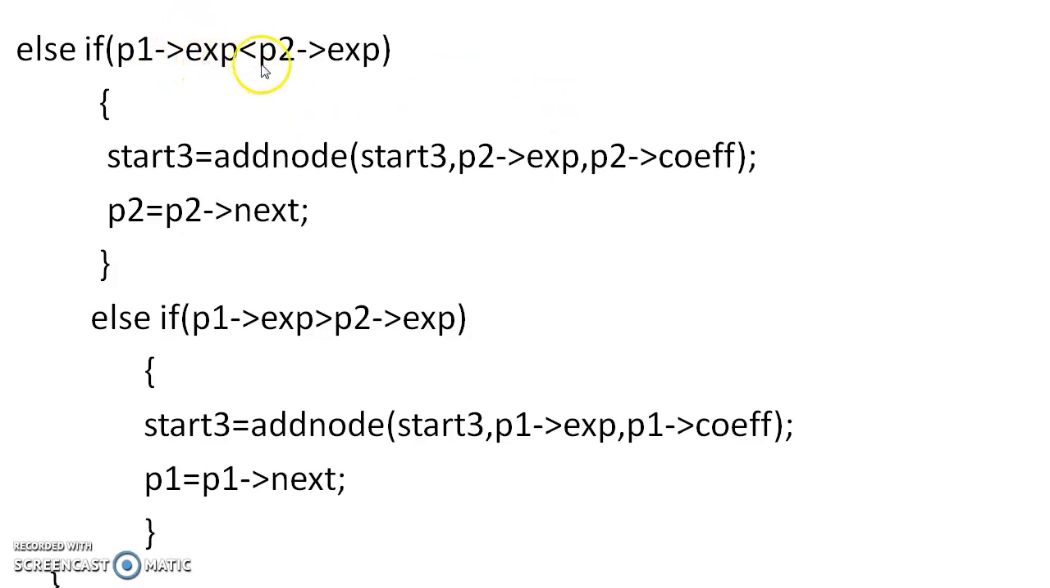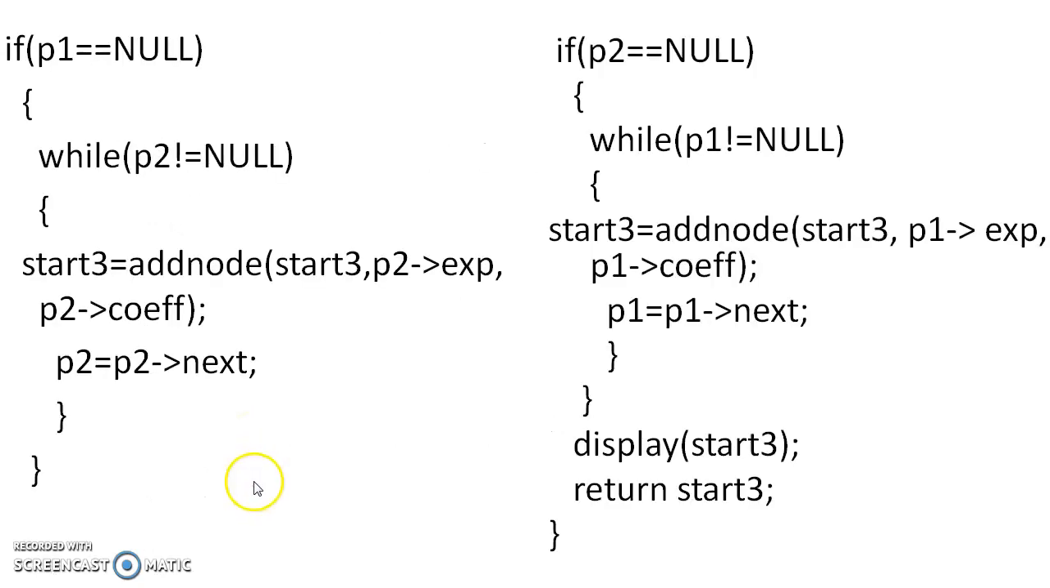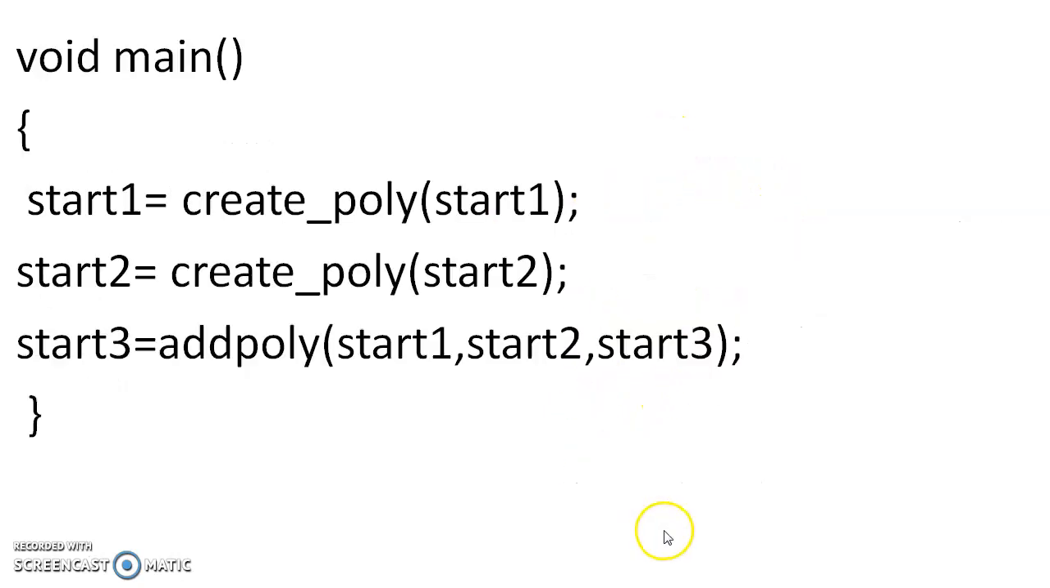And if the P1 exponent is less than the P2 exponent, whichever is greater we have to add, that is the P2 exponent and P2 coefficient are added to start 3, and P2 goes to the next term. And if the P1 exponent is greater than the P2 exponent, the P1 term is greater, so we add that term to the third polynomial and go to the next one. And if P1 is equal to null, the first polynomial is over, then the terms present in the second polynomial are added to the resultant, that is the polynomial 2 exponent and polynomial 2 coefficient. If polynomial 2 is over, the terms left out in the first polynomial are placed into the resultant.